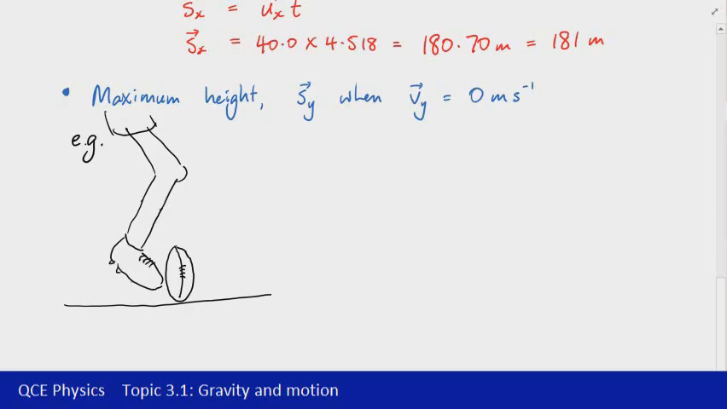But the important thing that we're looking at here is that as it's traveling in that direction, we want to find out how high it goes to see if it's going to travel between the goalposts or above the wall or whatever the case might be.